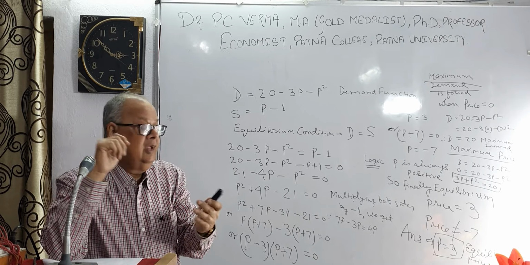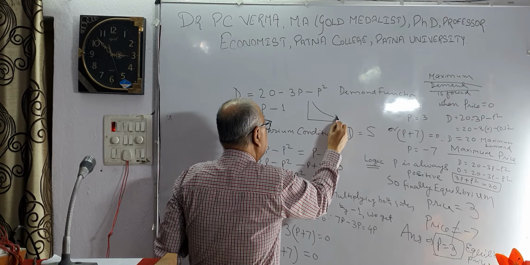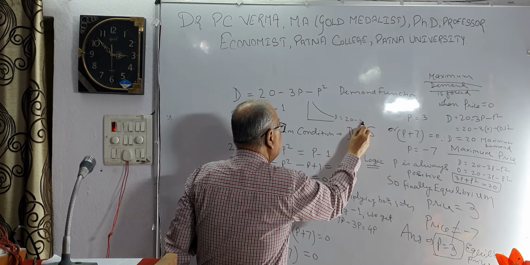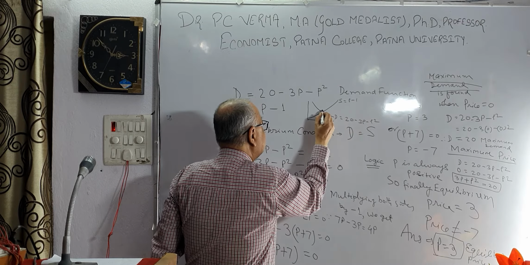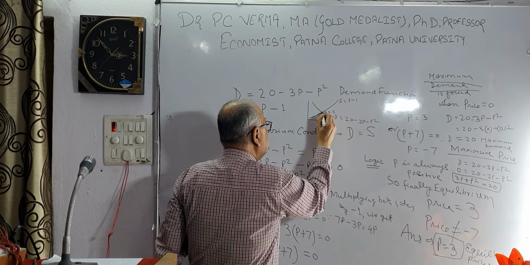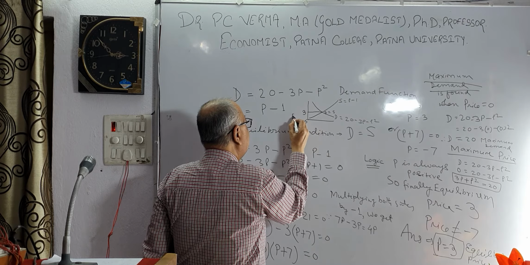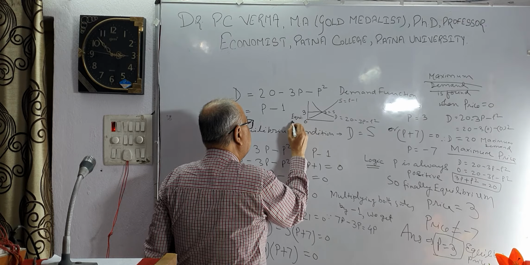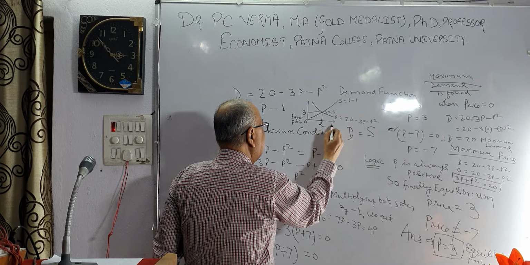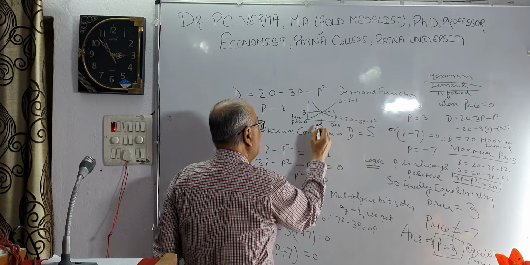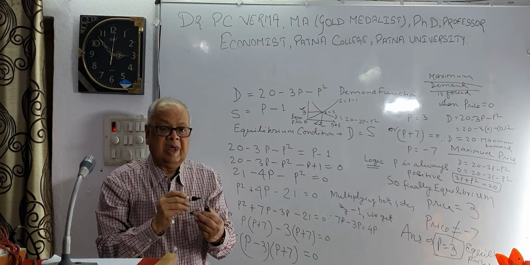Because in theory, equilibrium price is obtained this way. This is demand, 20 minus 3p minus p square, and this is supply, p minus 1. This is the intersection where demand is equal to supply. This is equal to 3. This is the equilibrium price, 3. And what is the demand and supply? Demand and supply are equal to 2. Price equilibrium is 3, and demand and supply equal 2.